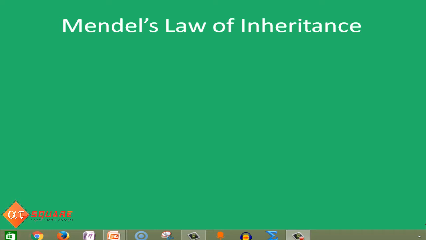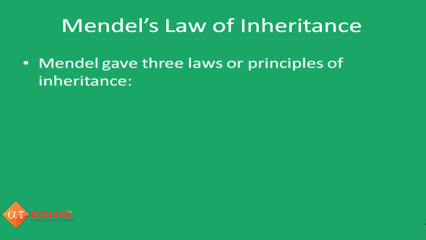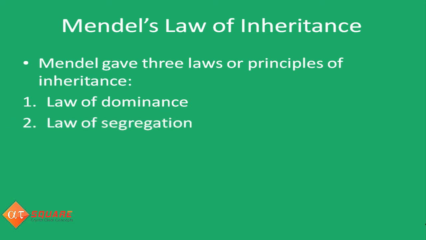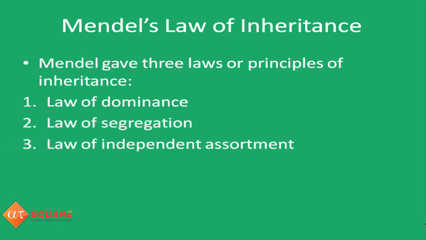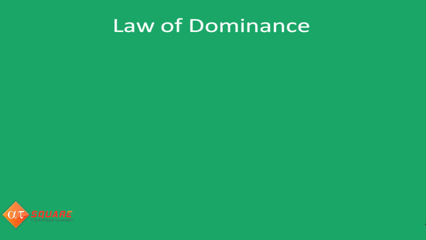In this module, we will discuss Mendel's law of inheritance. Mendel gave 3 laws or principles of inheritance based on the experimental work that he conducted. The first law is the law of dominance. Second, the law of segregation. And third, law of independent assortment. Now we will discuss them one by one.